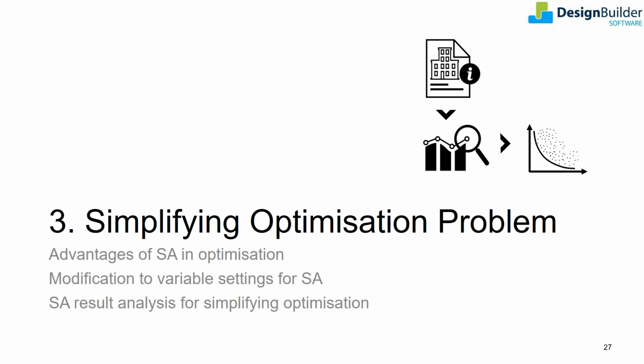In this third section, we will look at an alternative approach that will help us to simplify the complex optimization problem. We will use sensitivity analysis to assist in the process.